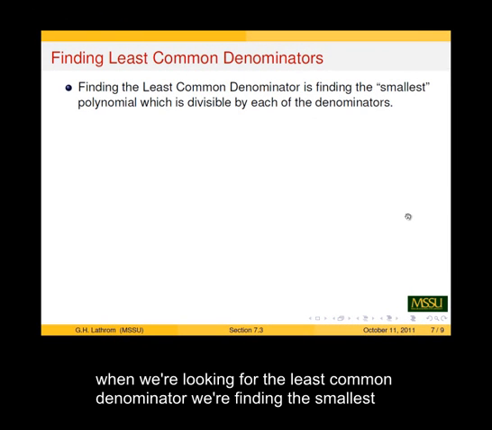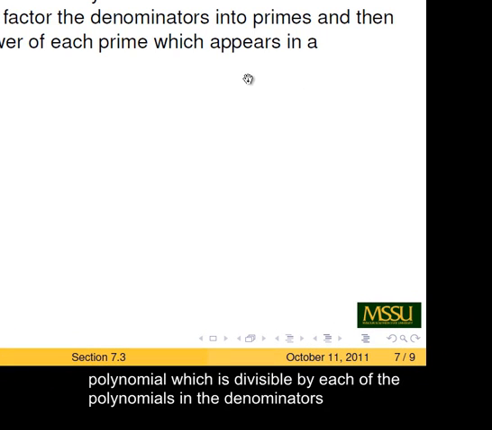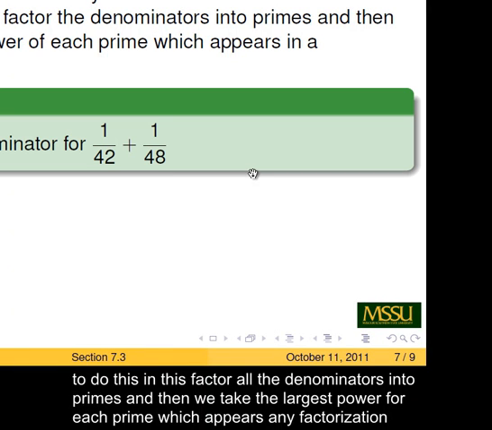When we are looking for the least common denominator, we are finding the smallest polynomial which is divisible by each of the other denominators. To do this, we must factor all the denominators into primes, and then we take the largest power of each prime which appears in a factorization.